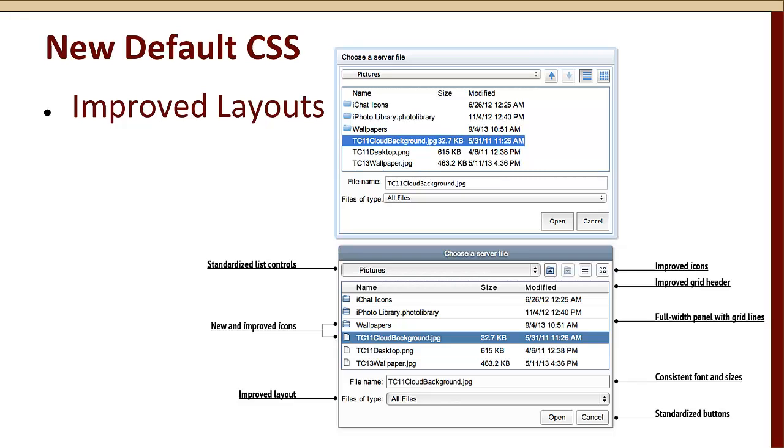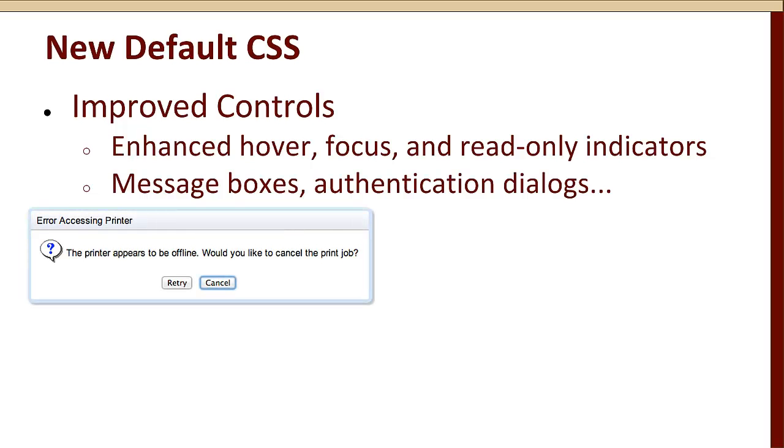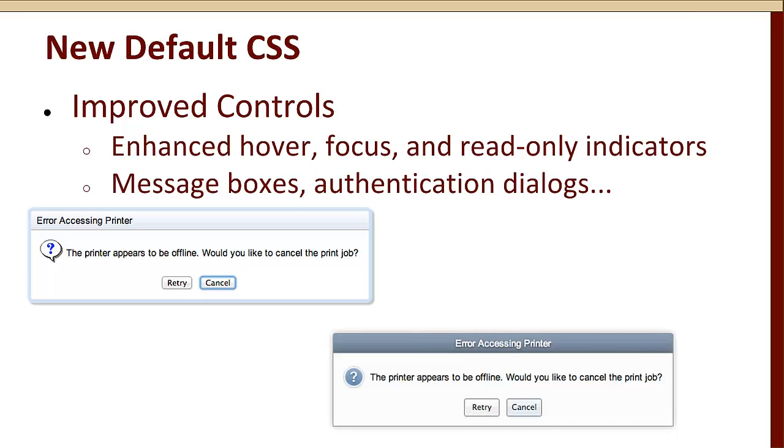Standardized list controls, new improved icons, improved layout, grid headers, full panel with grid lines, consistent fonts and sizes, and standardized buttons. We've enhanced the hover, focus, and read-only indicators. This is specifically true for message boxes, authentication dialogues. That's what the old would look like. That's what the new does.